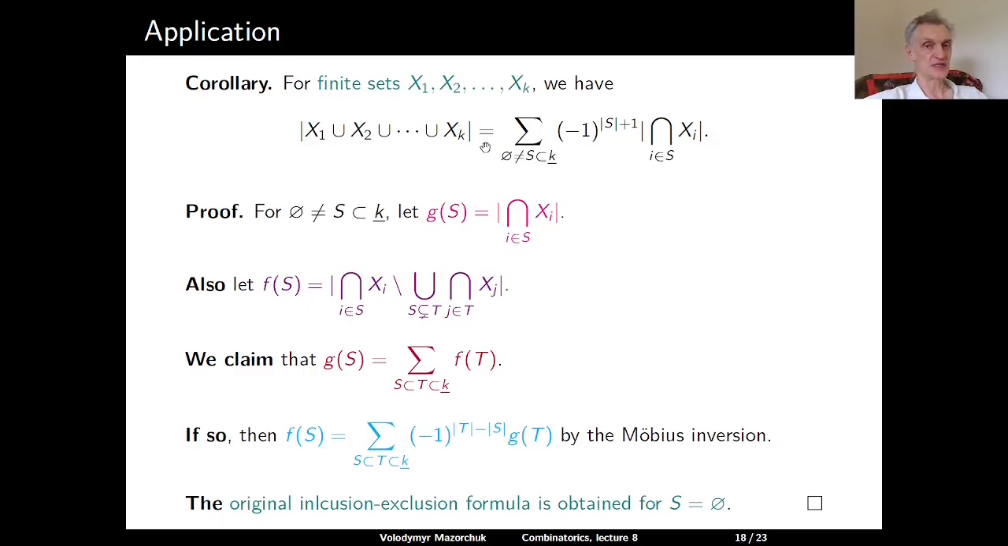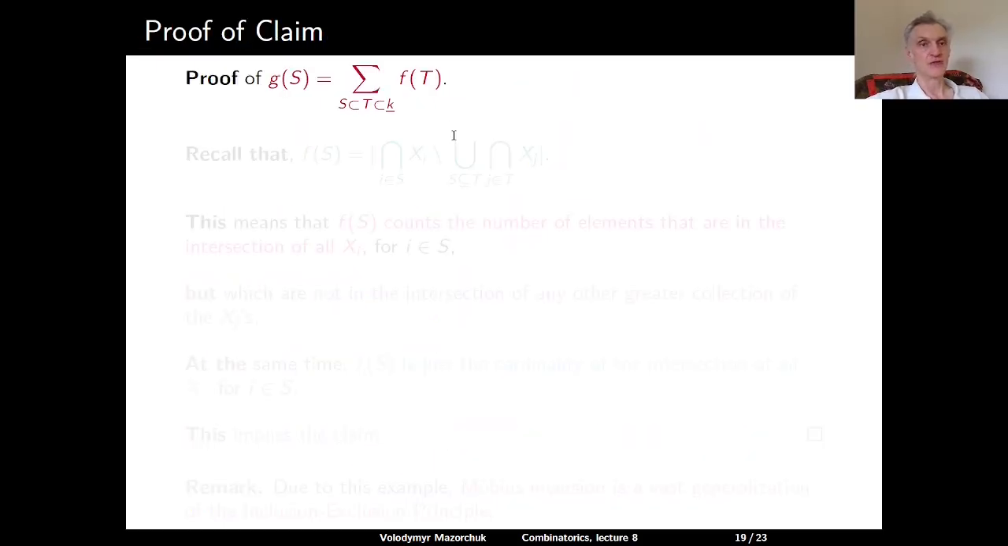So for S being the empty set, you should interpret the corresponding expression as the left-hand side of the inclusion-exclusion formula. Let's prove the claim. So we prove that G of S is a sum over all T between S and K underlined F of T. So F of S is the cardinality of the following set. We intersect all xi's for i's in S, and we throw away the union of intersections of all xj's where j runs over arbitrary proper overset of S.